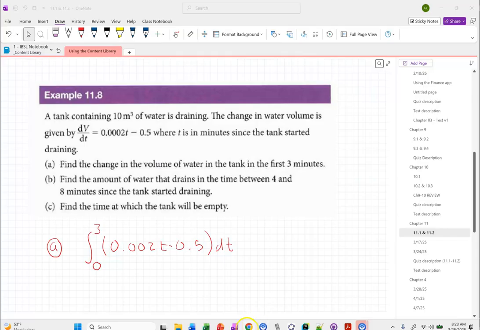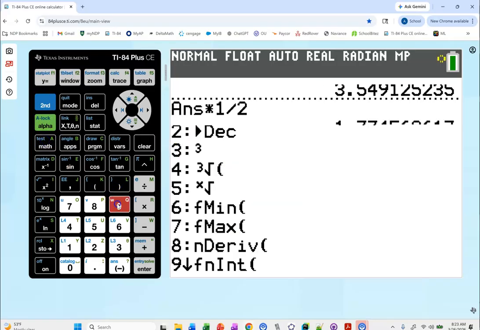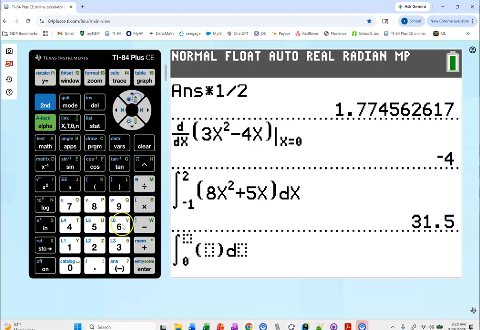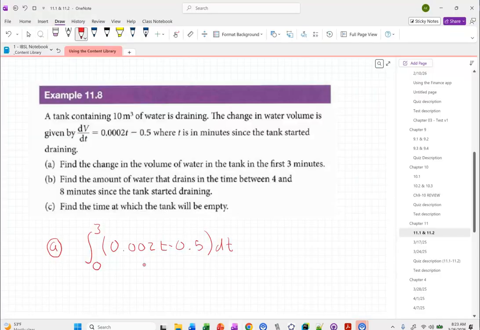And I could do this one by hand, but like, shoot, Mr. Kulik, we got the graphing calculator. Might as well practice using that. So I get negative 1.491. And this was measured in cubic meters.